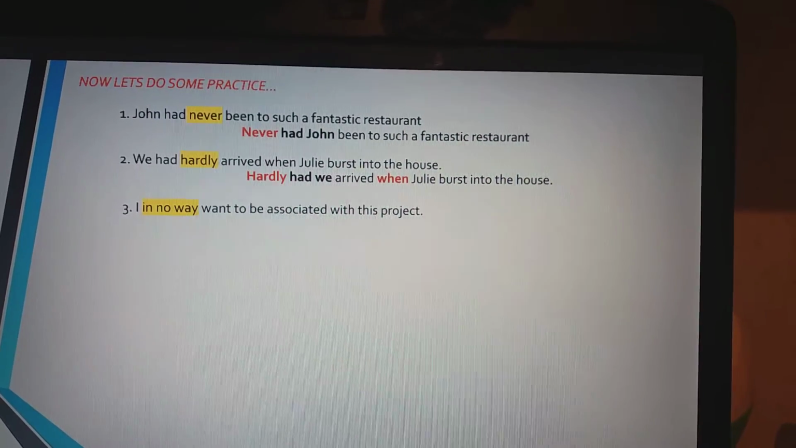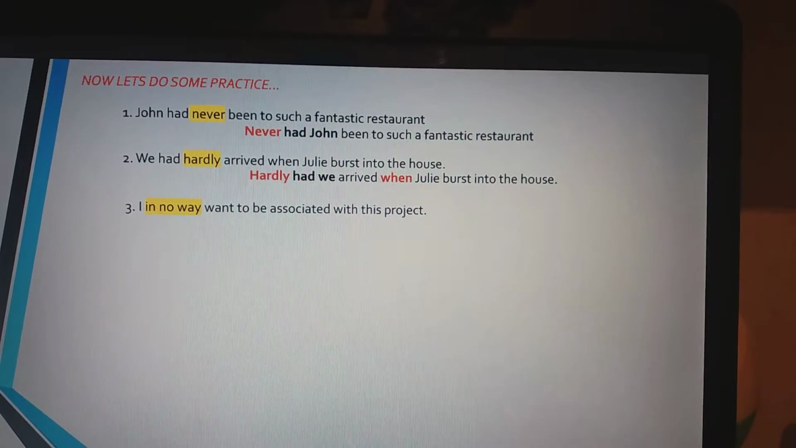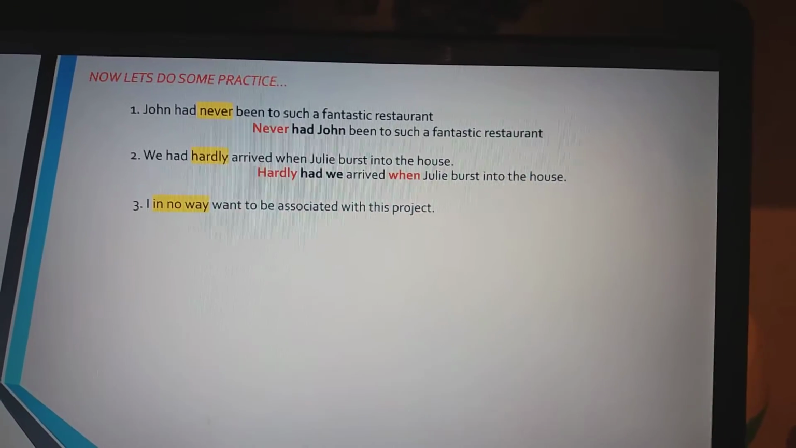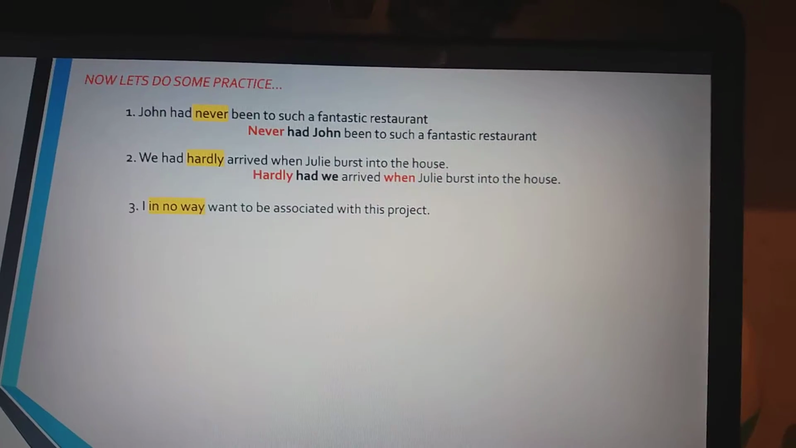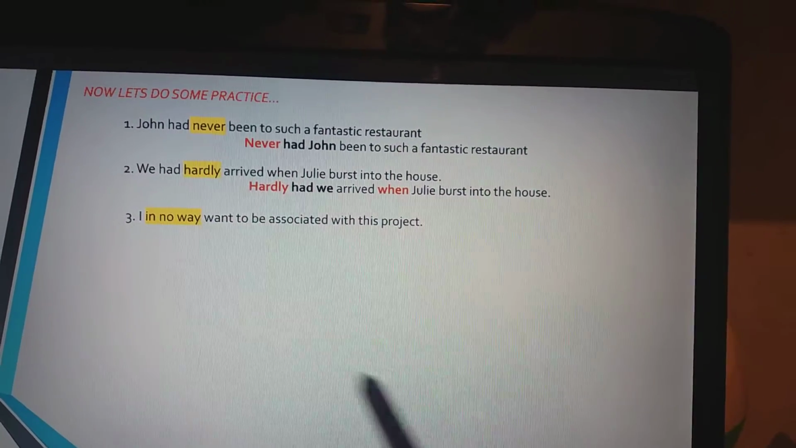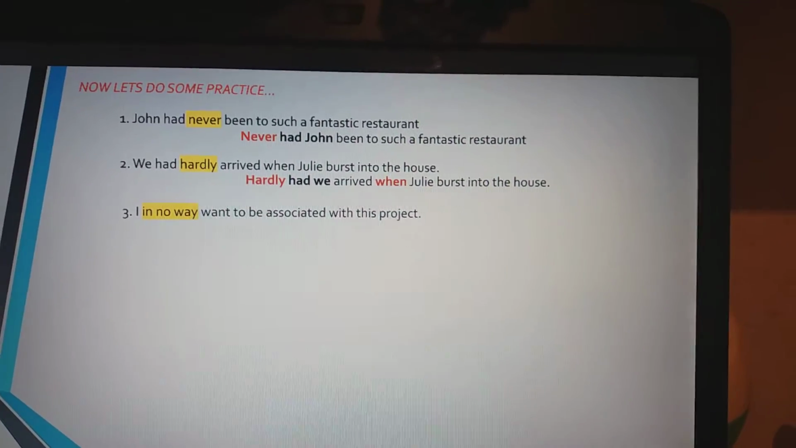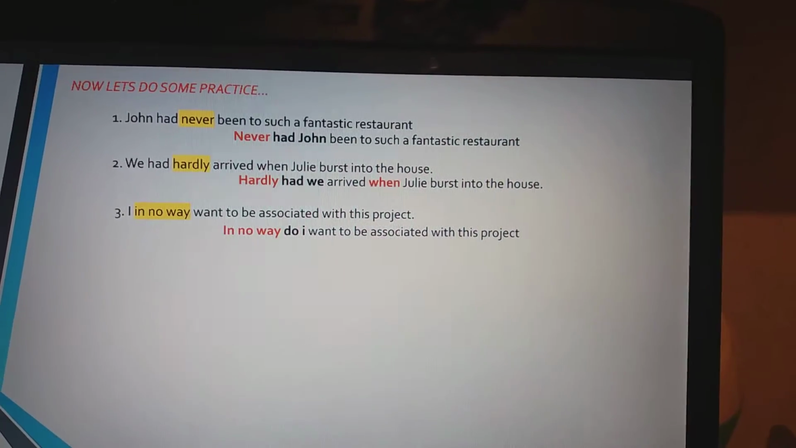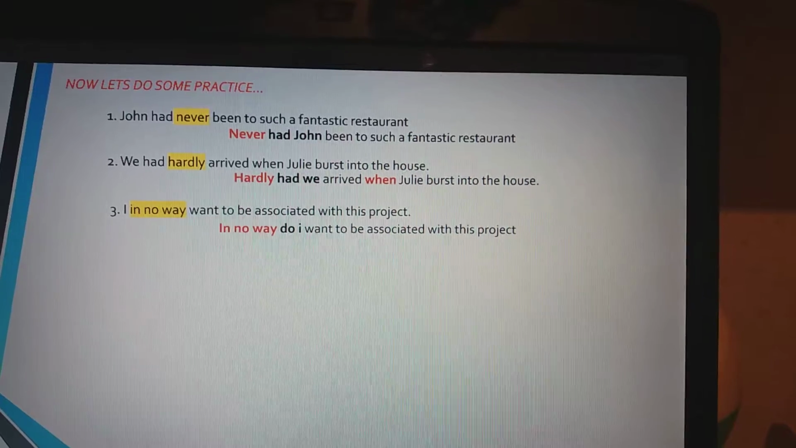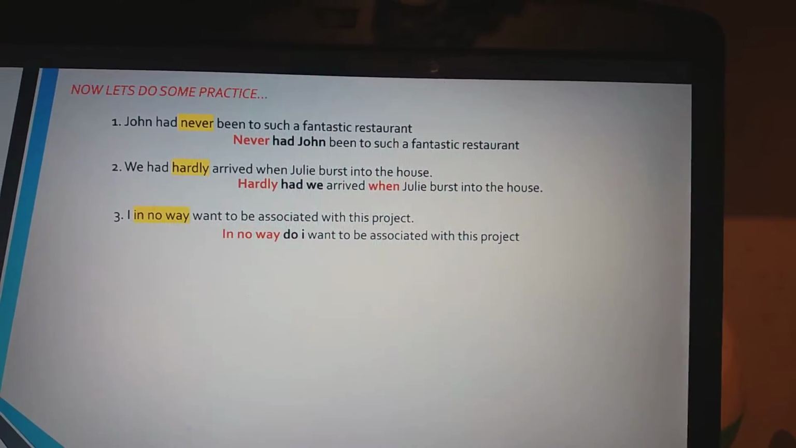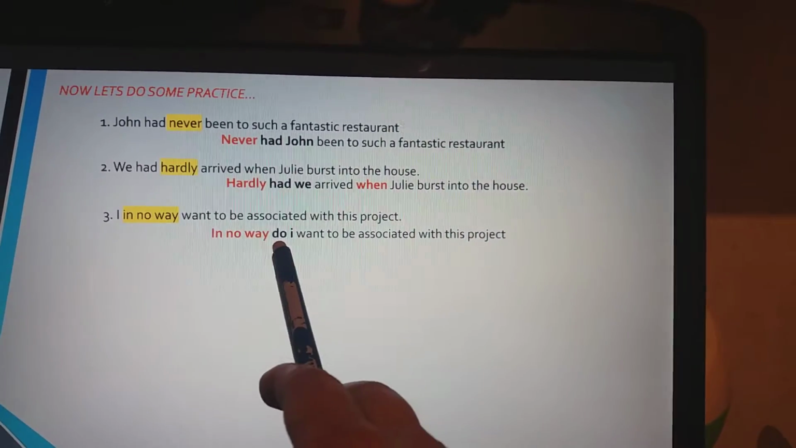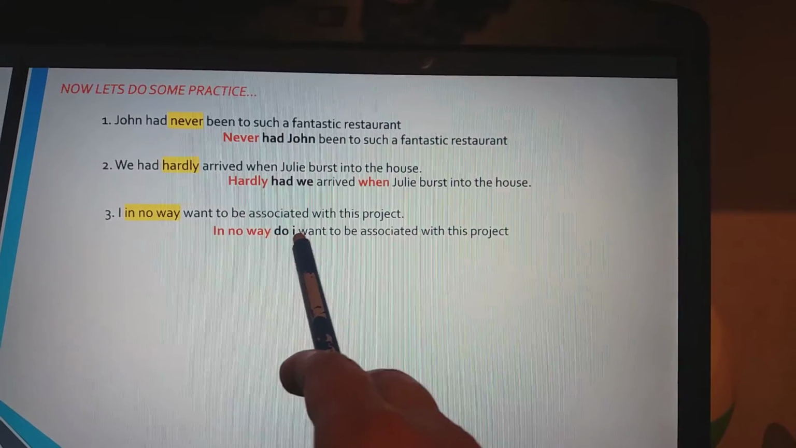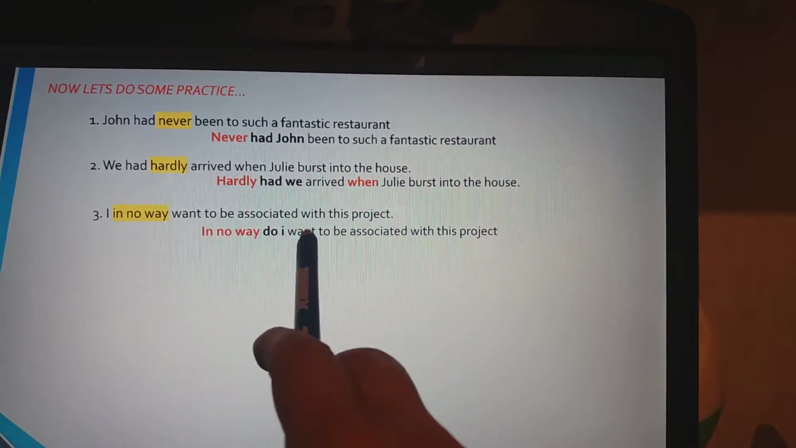I in no way want to be associated with this project. In this case, we should be careful and keep in mind the tense of the verb. That is "want," present simple. Let's see how we can do that. In no way do I want to be associated with this project, because in this case we need an auxiliary to help us invert. Do I want?